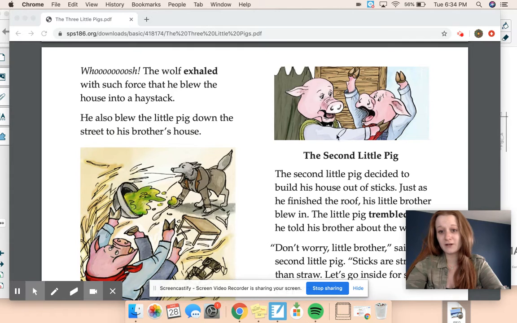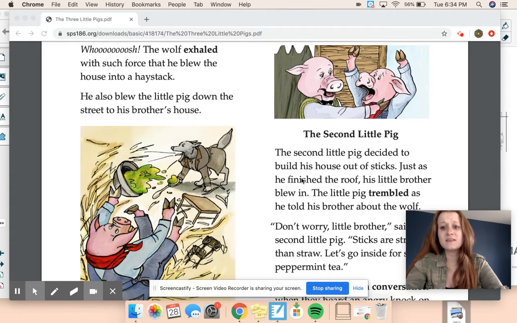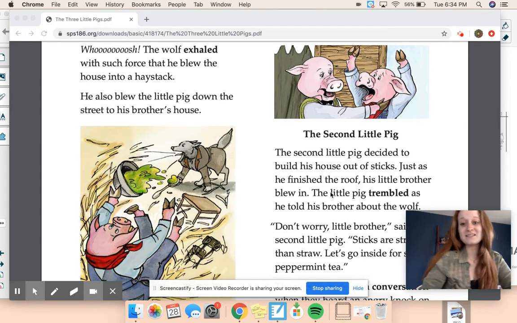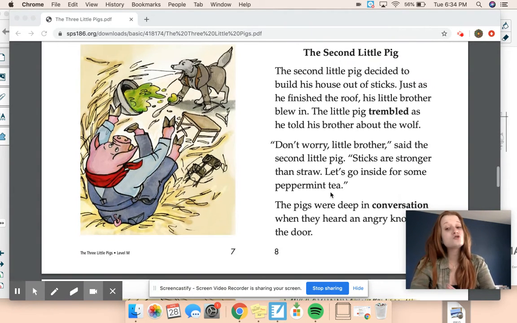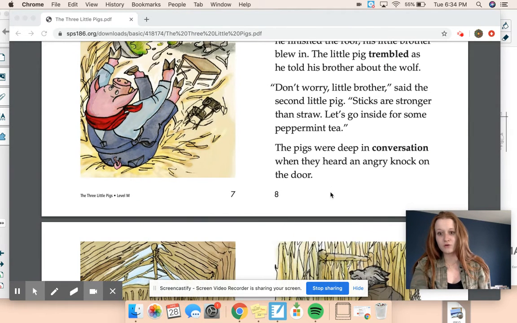All right, we're over here now at the second little pig. The second little pig decided to build his house out of sticks. Just as he finished the roof, his little brother blew in, and the little pig trembled as he told his brother about the wolf. "Don't worry, little brother," said the second little pig. "Sticks are stronger than straw. Let's go inside for some peppermint tea." The pigs were deep in conversation when they heard an angry knock at the door.